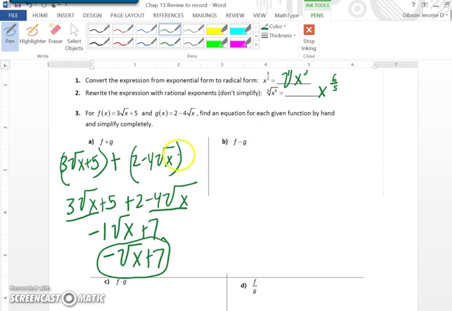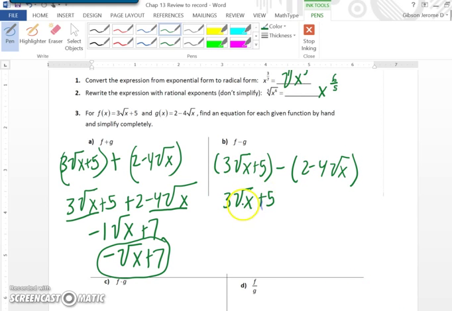Okay, 3b. It's basically the same setup except for we have subtraction. So we had 3 times the square root of x plus 5 minus 2 minus 4 times the square root of x. So we would keep the first parenthesis the same. Well, we would drop the parenthesis. So we had 3 square root of x plus 5. And then because there's a minus sign in front of this parenthesis, we change the sign of everything inside of the parentheses. So it'll be minus 2 plus 4 times the square root of x.